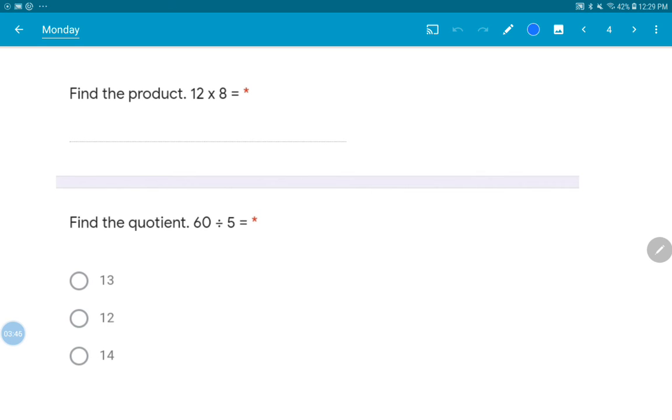Find the product. 12 times 8. How'd you do that, Jace? I knew 11 times 8, and I got 88, and then I add 8 more, and I got 96. Very good. 11 times 8 is 88. Plus 8 more gets you to 96. 12 times 8 equals 96.